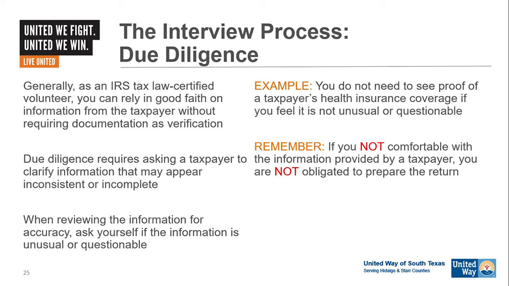Generally, as an IRS tax law certified volunteer, you can rely in good faith on the information from the taxpayer without requiring documentation as verification. Due diligence requires asking the taxpayer to clarify information that may appear inconsistent or incomplete. When receiving the information, ask yourself if the information is unusual or questionable. An example is, you do not need to see proof of the taxpayer's health insurance coverage if you feel it is not unusual or questionable.